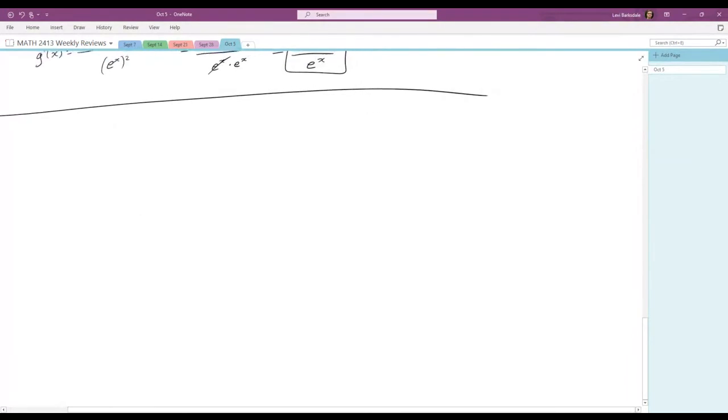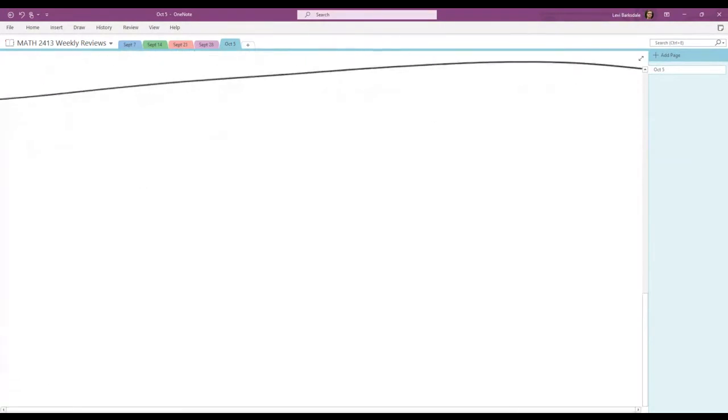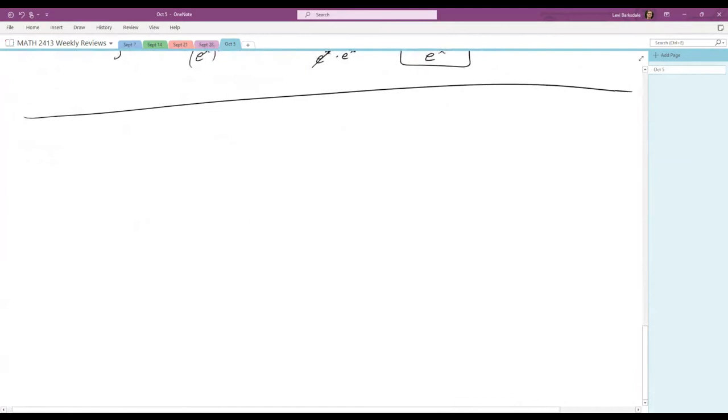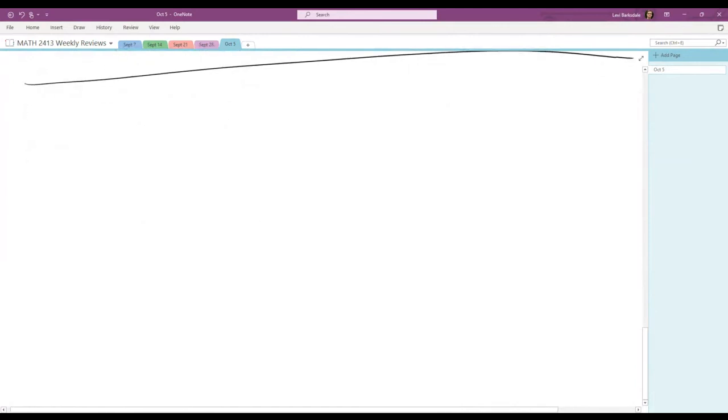Use OneNote. There we go. All right, that'll work.